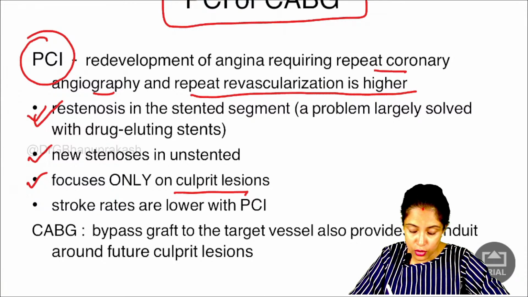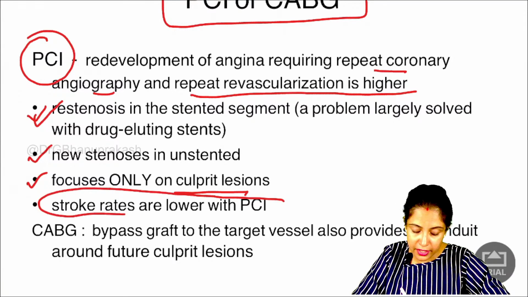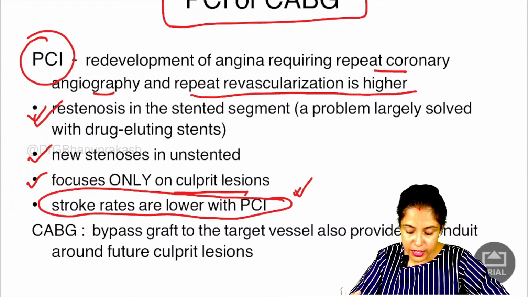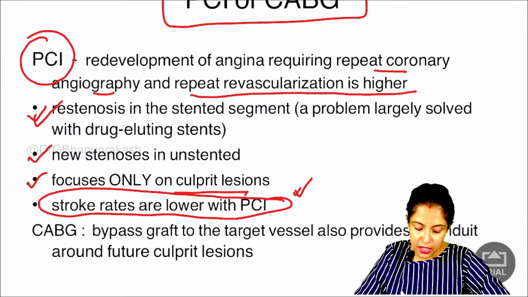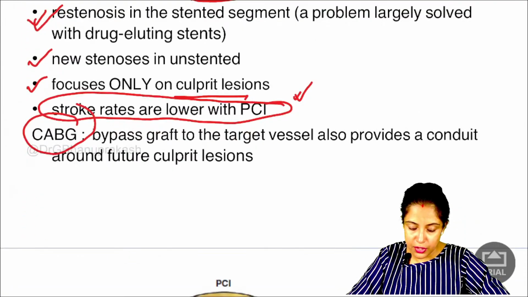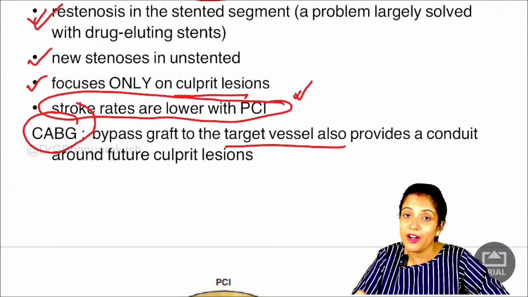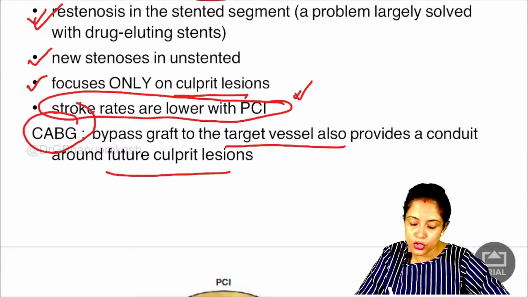Stroke rates are lower with PCI. This is an advantage over CABG. With CABG, there is a high risk of development of stroke, which is lower with PCI. Now, CABG provides a bypass graft to the target vessel and also provides flow around future culprit lesions.